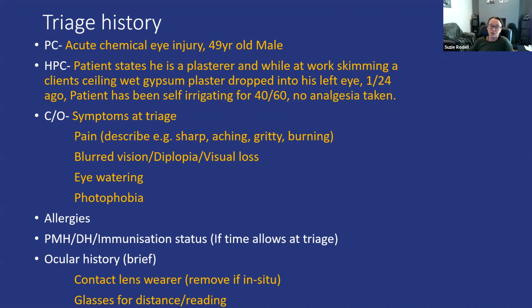It's actually important for the triage nurse as well. So if you're triaging the patient, it's good to ask them if they've got contact lenses in and remove them if they have, before or after testing the pH. Ideally, you just want to know what's in the eye, how long ago the exposure was, have they self-irrigated, what symptoms have they got, and if they've got contact lenses in, remove them.